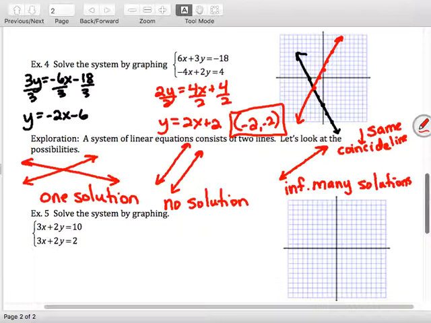Does anybody know why the capital R doesn't work here? Why is all real numbers not the same as infinitely many? Yeah. Is it because when they coincide, it's only a certain set of numbers they're going for? Exactly. They're only the points on the line. So it's not all real numbers. So don't ever use the capital R here. That would not be appropriate.